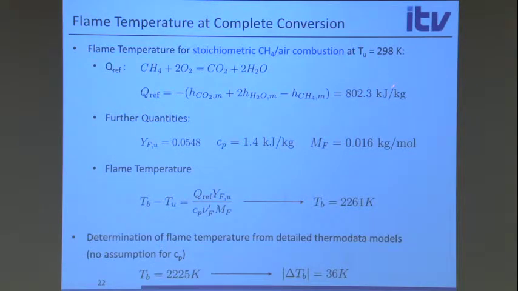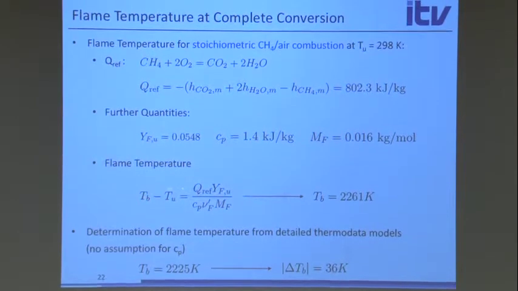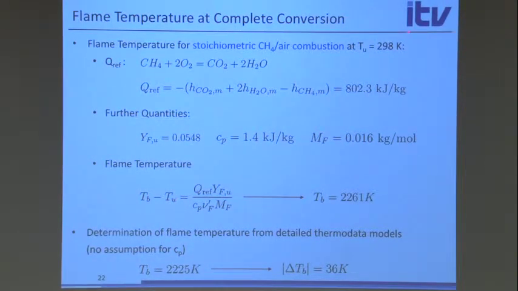So this is the Qref here for this. This is the amount of energy that's released. And then stoichiometric fuel-air mixture. Stoichiometric, this would be the fuel mass fraction. We assume Cp is 1.4, and this is a molecular weight. And then we can just plug this in, and it turns out here for 298 Kelvin unburned temperature, we get about 2,261.